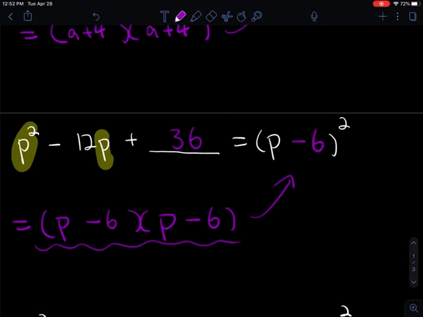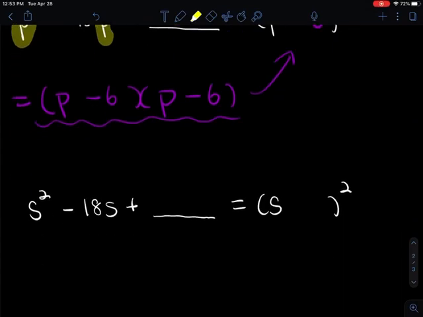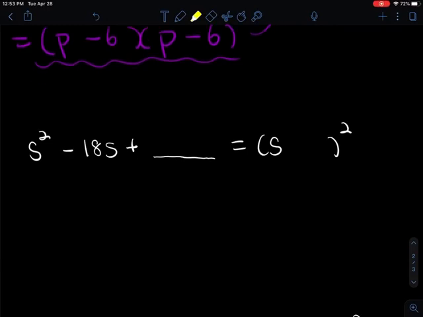Okay, so that's why this method is called completing the square: we want to complete it such that we end up with a square, one expression multiplied by itself, which is why it's called completing the square. Okay, so let's go ahead and just do a few more just to see if we can get the pattern.